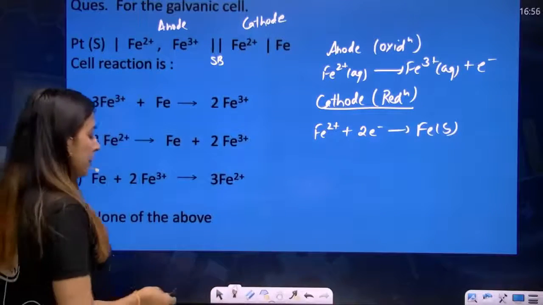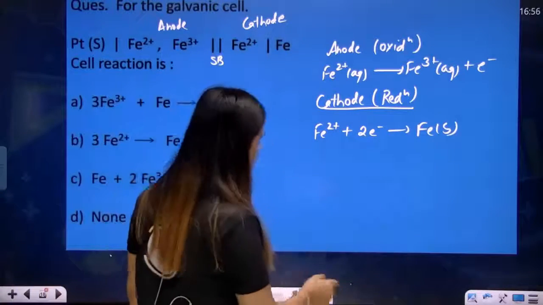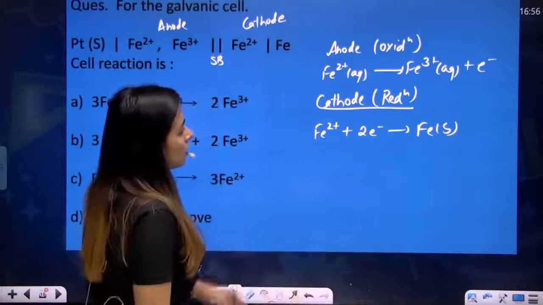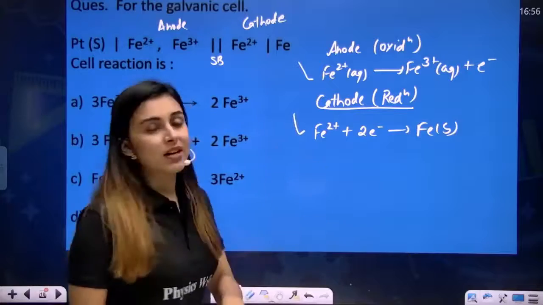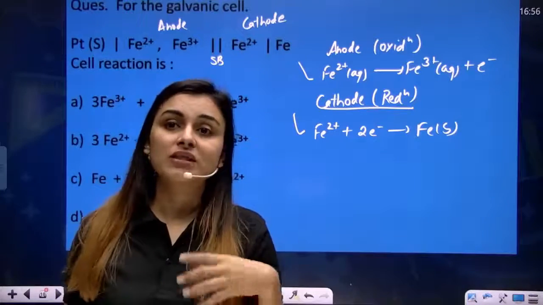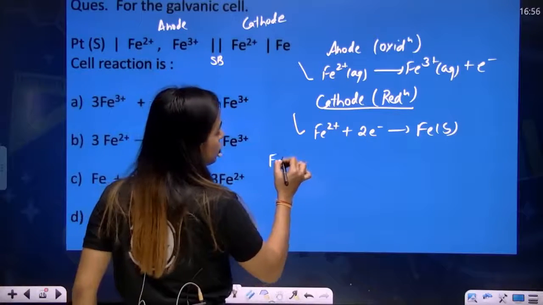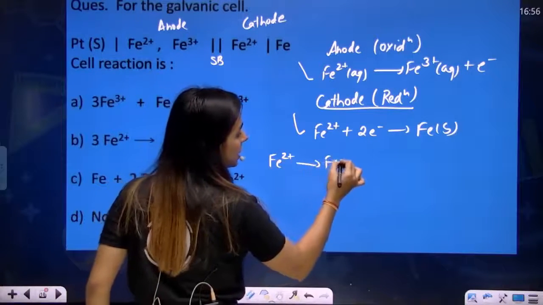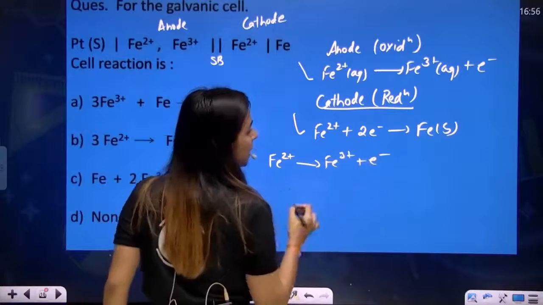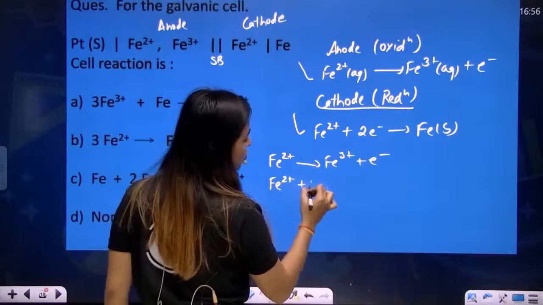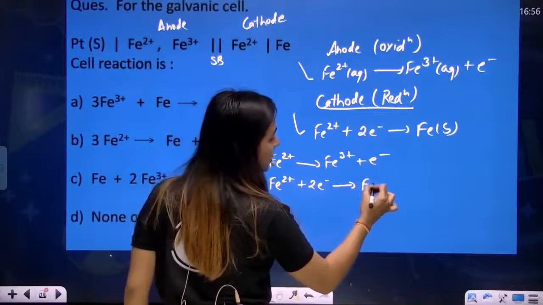Now, what important thing you need to understand here, my dear students, is that this is your first reaction, this is your second reaction, and you need to add the reactions and give me the final reaction. Okay, so the reactions are Fe2 plus gives me Fe3 plus plus electron, and here the reaction is Fe2 plus plus 2 electrons gives me Fe solid.